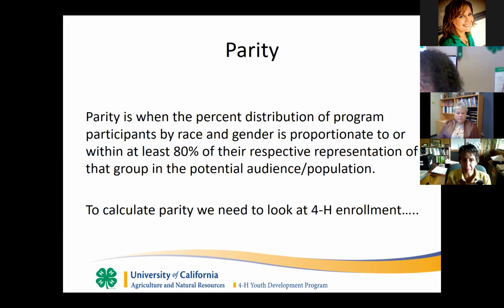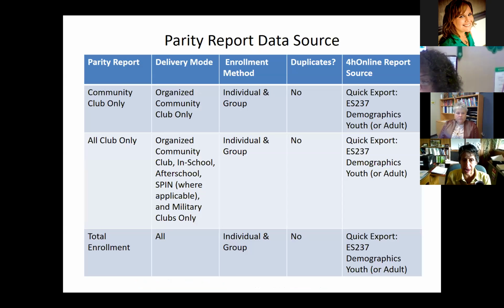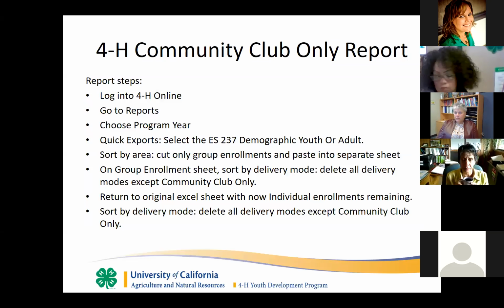So to calculate parity, we look at your 4-H enrollment. This is the report data sources that is used for the different parity reports that David calculated. There's a parity report on community club only, on all club only, and total enrollment. These help sheets are also available on the staff resource section of our California 4-H website. So I'm going to kind of breeze over them because you can dive into exactly which reports are used for these, but the important thing to remember is it's based upon your ES 237 reports.